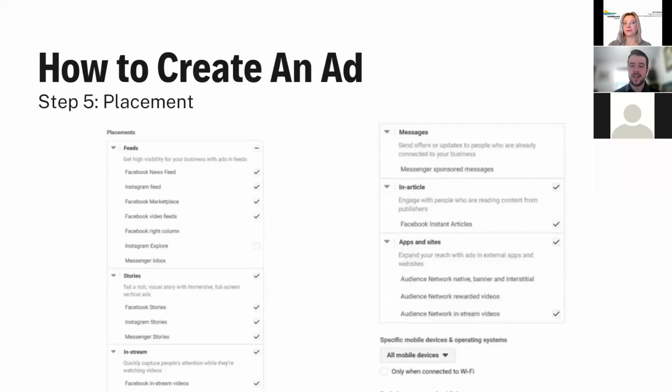And once again, keep in mind, who am I targeting? Where are they going to be? Are they going to be scrolling through their news feed? Maybe they're going to be looking to purchase something on Marketplace. So maybe that's where you want to target them. So make sure you just ask yourself who's actually interested. And that's another great step to go through with step 5, placement.